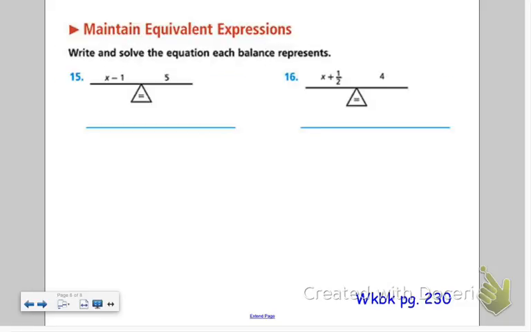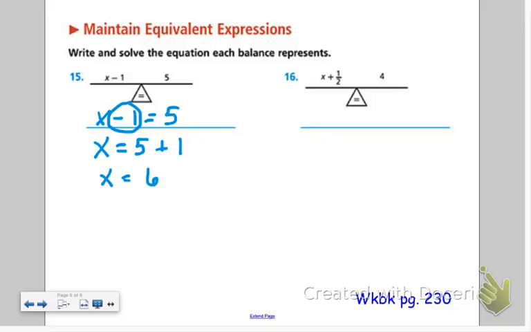Now let's talk about writing and solving equations that each balance represents. So let's go back to our scale here. We've got x minus 1 is equal to 5. I'm going to have to add 1 to the right side in order to balance this scale. So x is going to be equal to 5 plus 1 because I have to do the inverse operation of adding 1. And that means x is equal to 6.